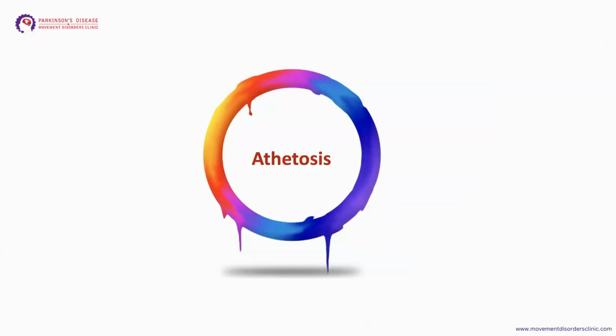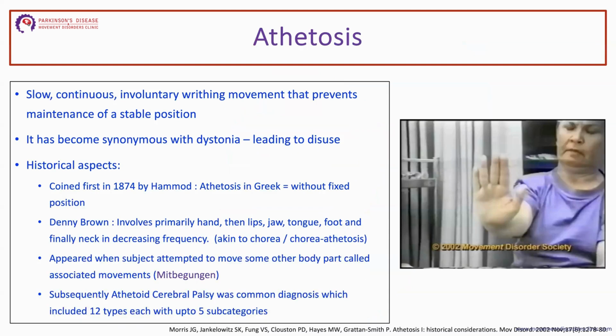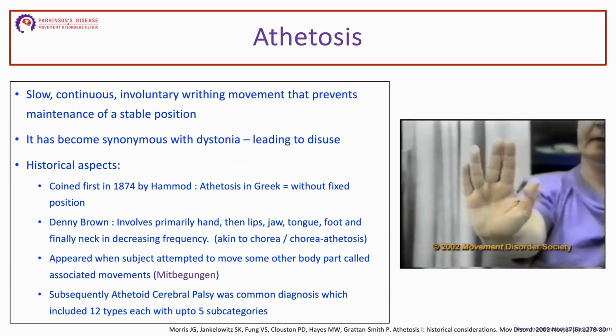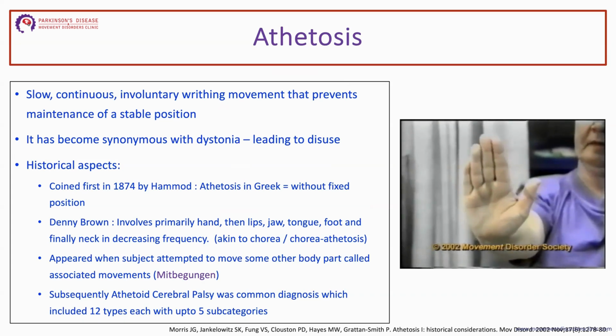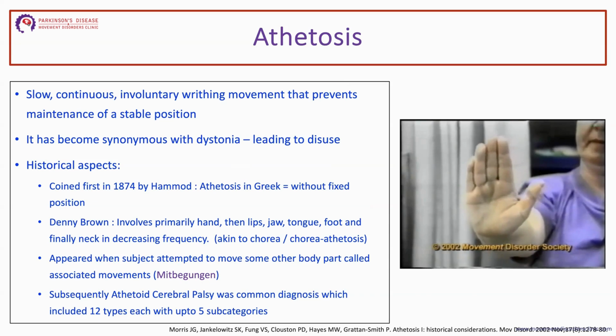So what is athetosis? Athetosis is a slow, continuous, involuntary writhing movement that prevents maintenance of a stable position. Previously, athetosis used to be looked at as a different set of movement disorders. Of late, athetosis has almost been amalgamated into dystonia, and hence you don't see the common use of the term athetosis commonly, and most of them are part of dystonic movements.